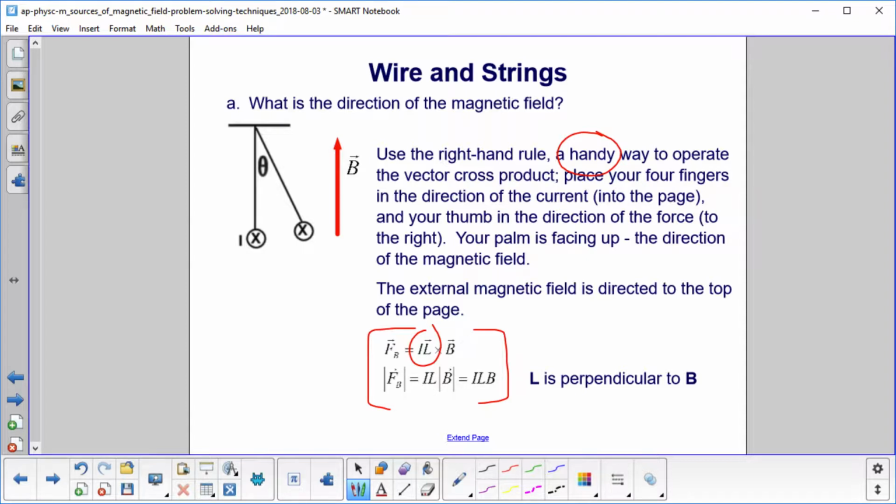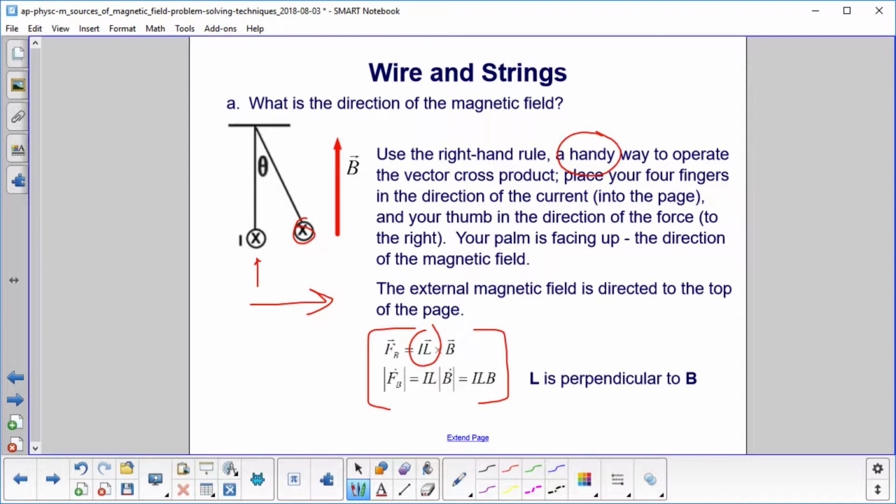That's the right-hand rule. Now the wire, when it was at rest before the magnetic field was put in, is right there. So there has to be a force to the right to move it to this position here. So you place your four fingers in the direction of the current into the page, your thumb in the direction of the force, which is to the right. Your palm should be facing up, and that's the direction of the magnetic field.